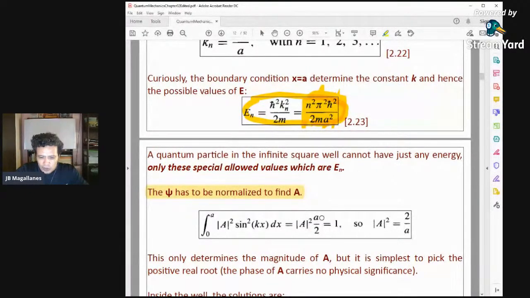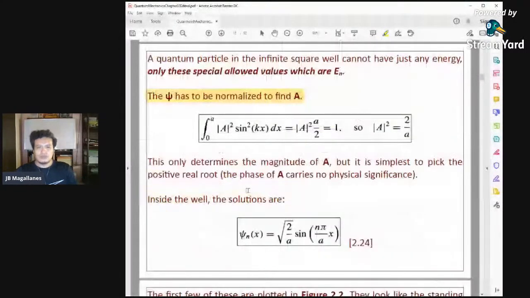If you get the integral of this, there are techniques to get the integral of that. You can either add a cosine square, or you can use some identities. But anyway, you can get the integral of this, with limits 0 to a, and it will just be a over 2. This is just equal to 1. So your A square is equal to 2 over a.